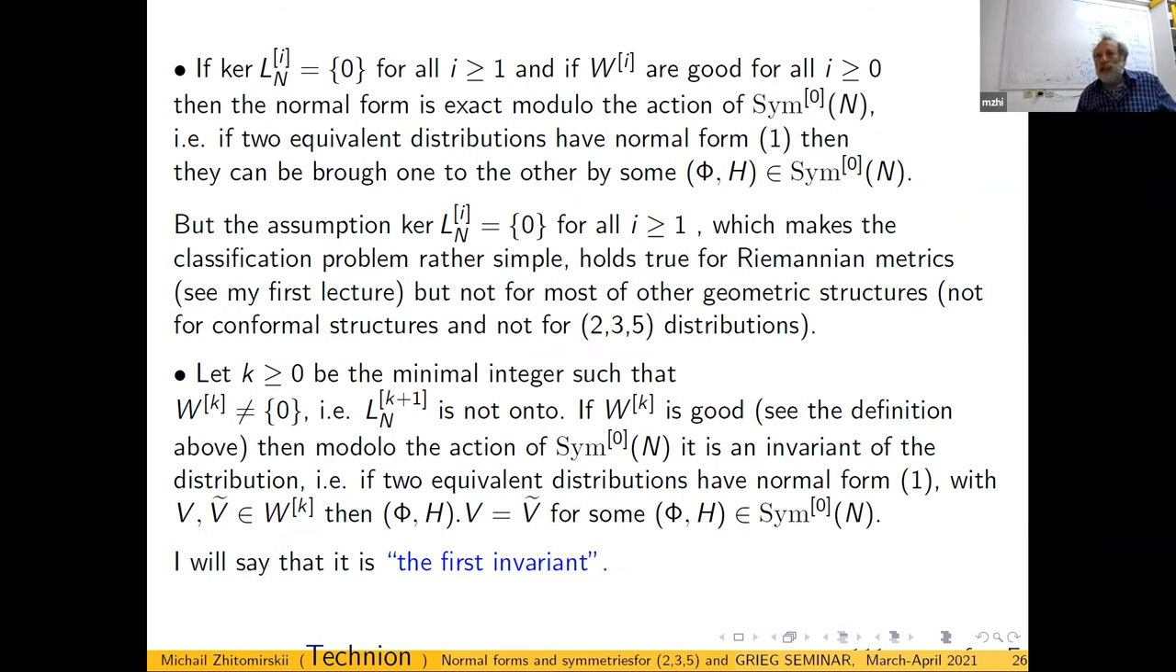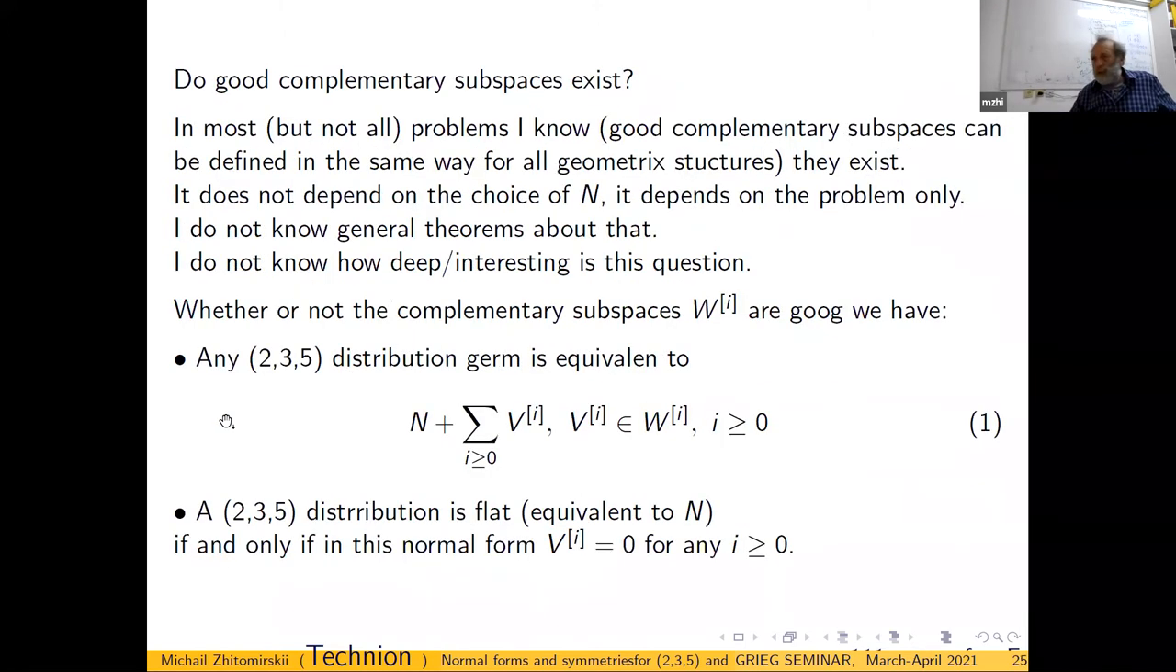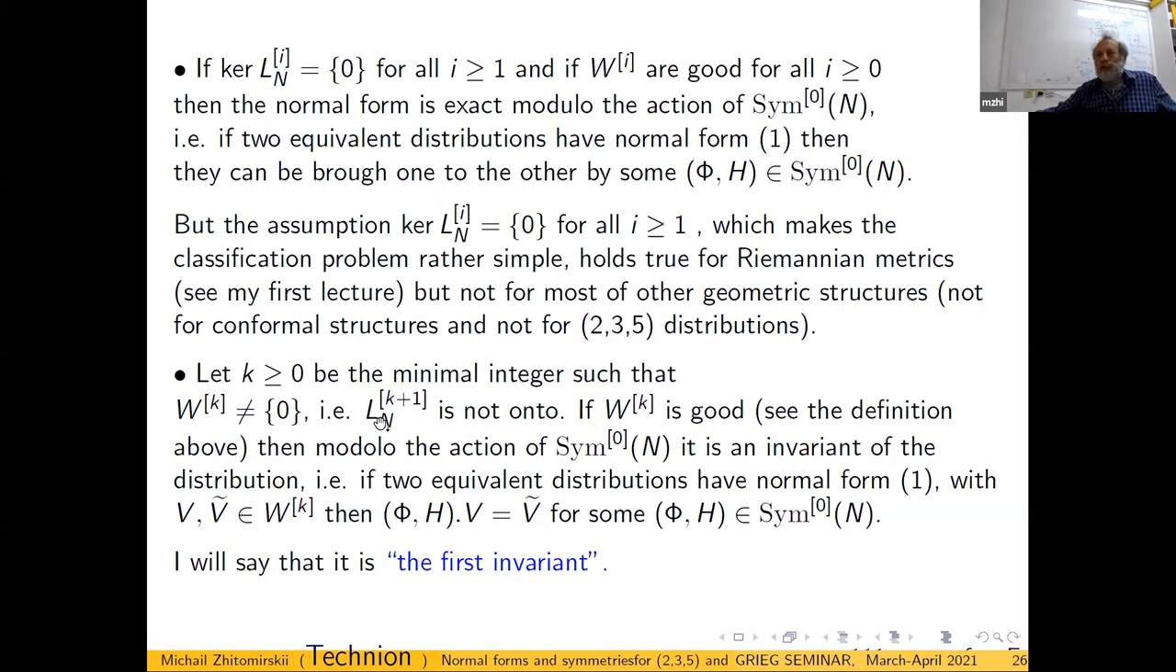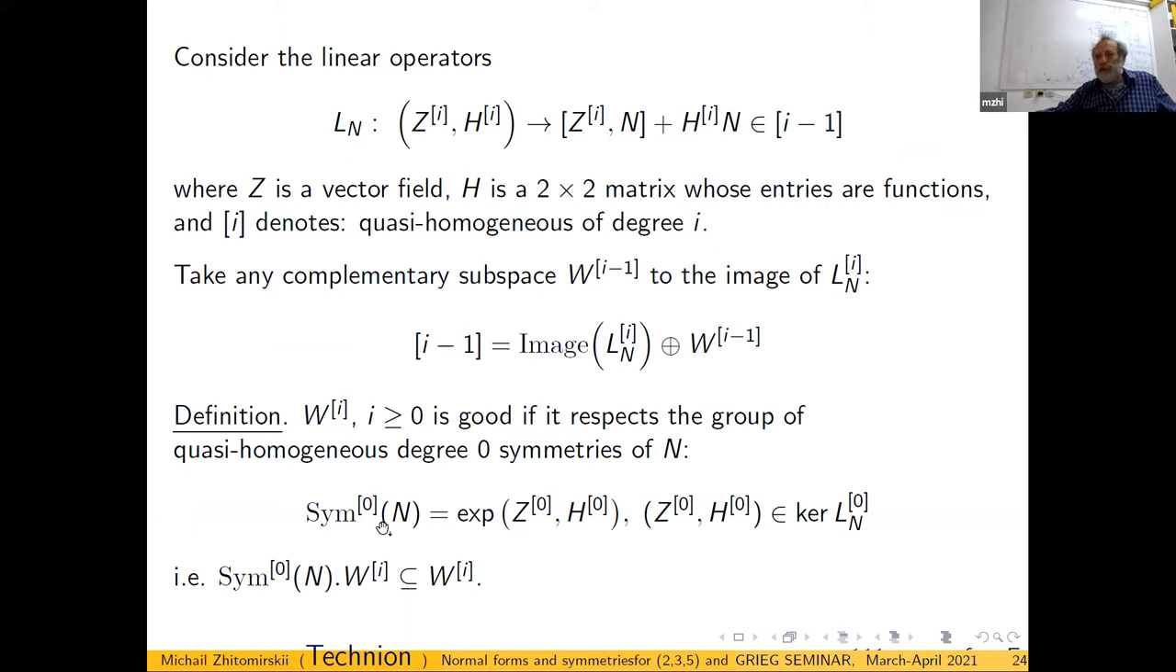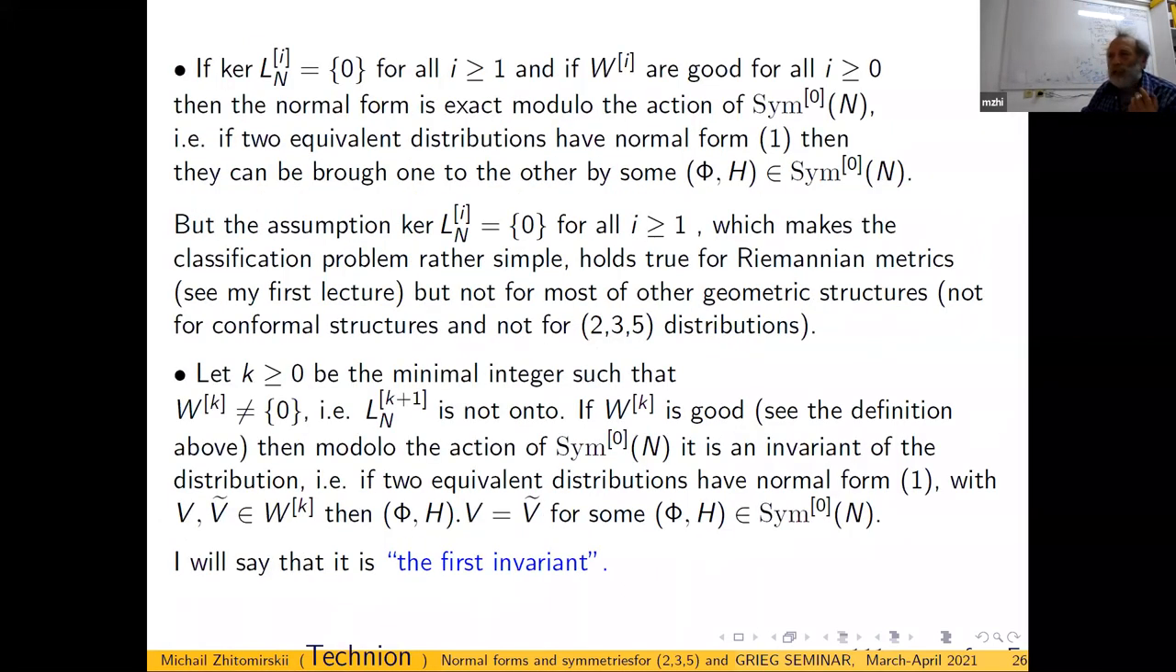Let's assume that it starts with degree k. So this means that our operator is surjective, onto its target space of degree of homogeneity k. Now let's assume that this vk is good according to my definition above. Then we have an action of quasi homogeneity degree zero symmetries of the symbol, and it acts on this space, and modulo this action, this vk is invariant.